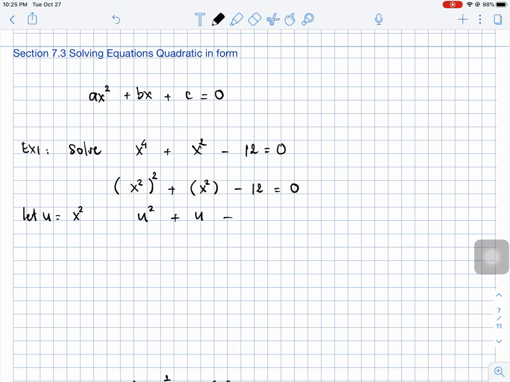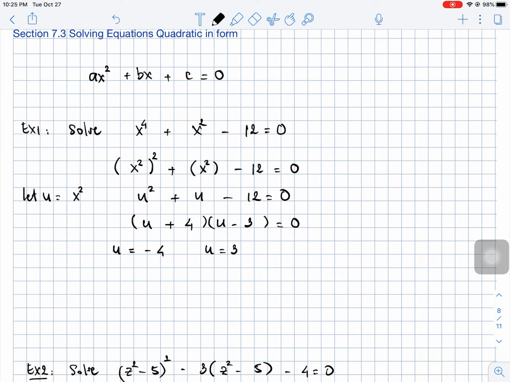We will let u be the x squared, because we have x squared and x squared in this case. So that will be our u. Our u will be the same base for both, which is x squared. Then we got u squared plus u minus 12 equals 0. We can solve this equation by factoring.